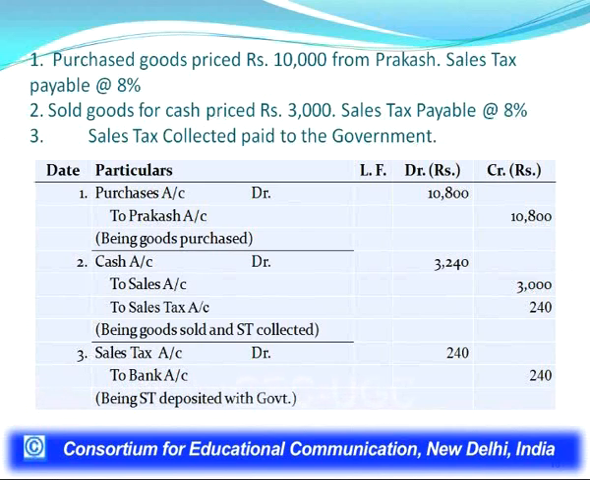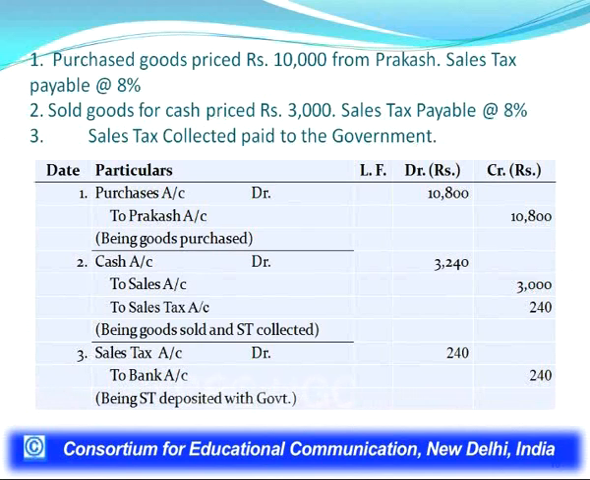8% on 10,000 is 800. So the amount we are paying, or payable, to Prakash, our supplier, is 10,800. So we have passed the entry: purchases account debit to Prakash account, because we have to pay 10,800 to Prakash. For a buyer, sales tax is not directly payable to the government.